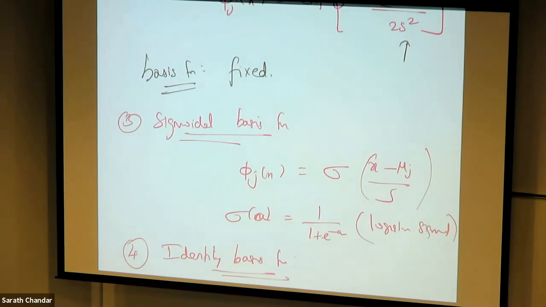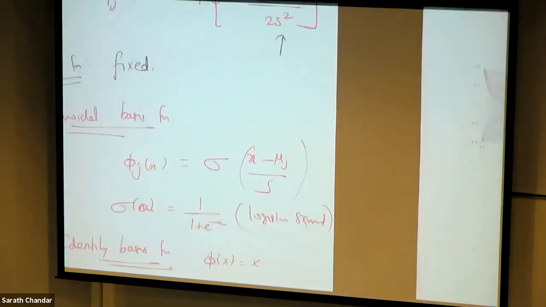Okay, which is phi of x is equal to x. If I use the identity basis function, then I recover the linear regression model. I'm not doing any nonlinearities. Is that clear? Now let's see how these basis functions would look.